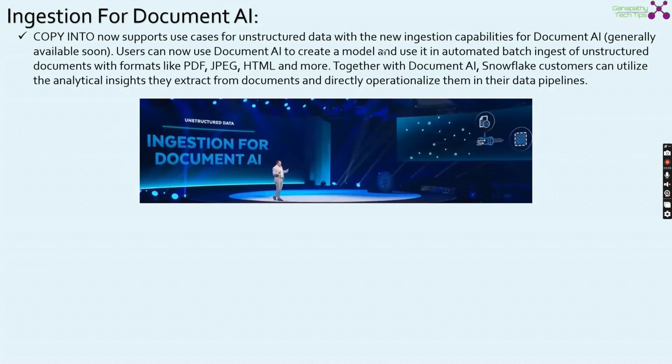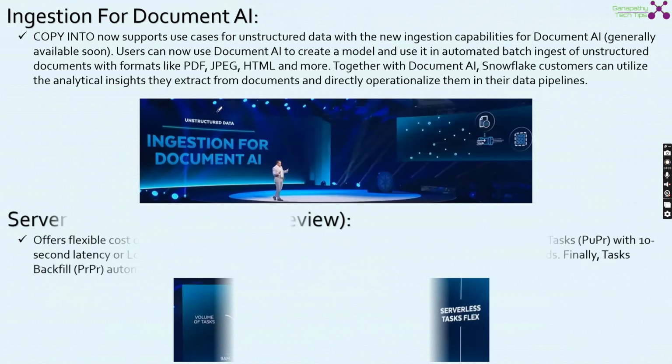The use cases of unstructured data and new ingestion capabilities for Document AI will be generally available soon. Users can now use Document AI to create a model and use it in the automated batch ingest of unstructured documents like PDF, JPEG, HTML or more. Together with Document AI, Snowflake customers can utilize the analytics insights they extract from the documents and directly operationalize them in their data pipelines. So a simple COPY INTO now supports the ingestion of data for Document AI.